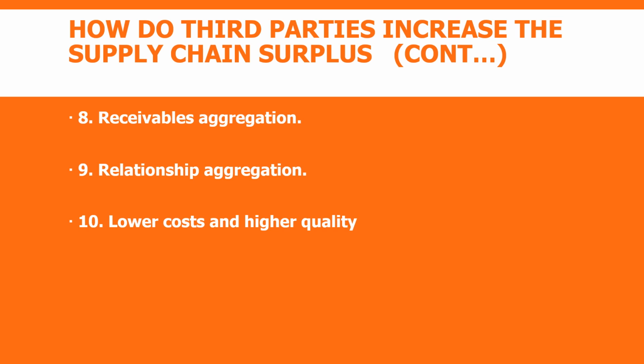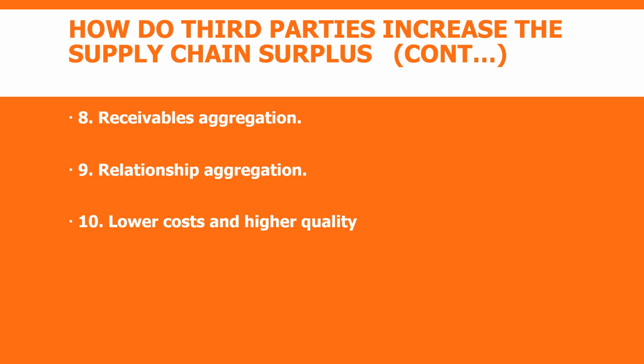Then transportation aggregation by transportation intermediaries. A third party may increase the surplus by aggregating the transportation function to a higher level than any shipper can on its own. Like UPS, FedEx, and a host of LTL carriers are examples of transportation intermediaries that increase the supply chain surplus by aggregating transportation across a variety of shippers.